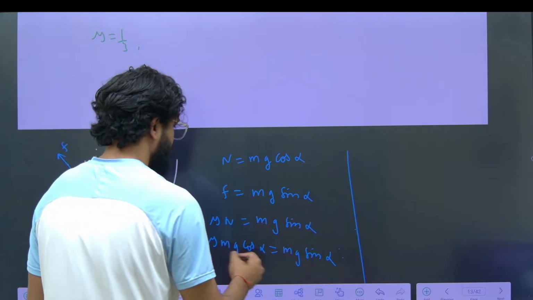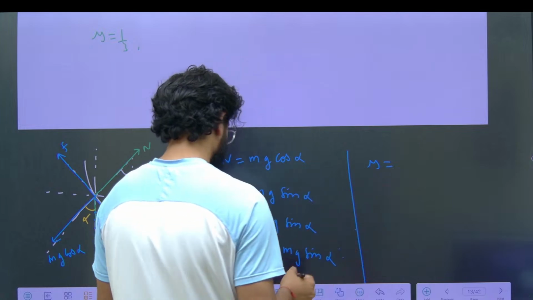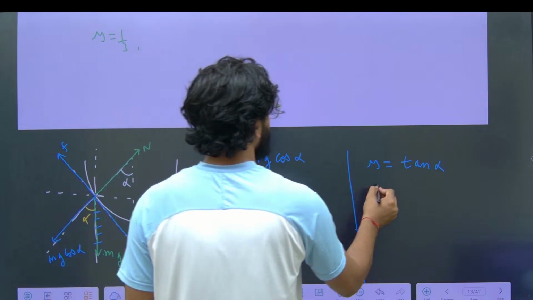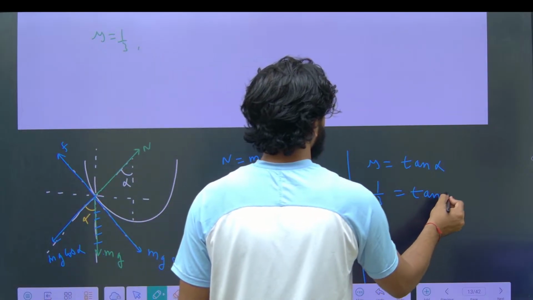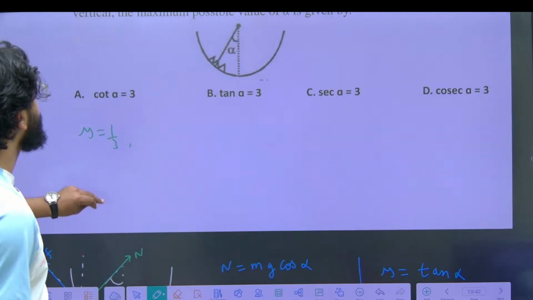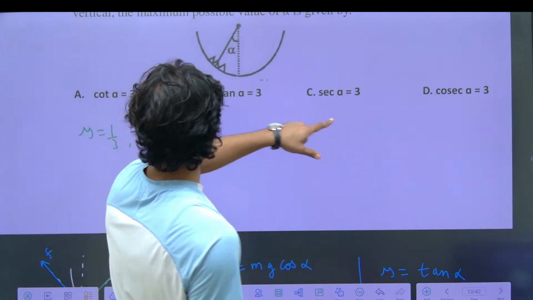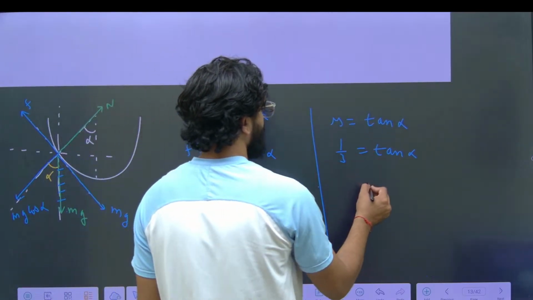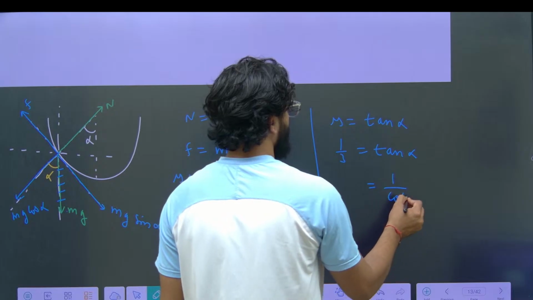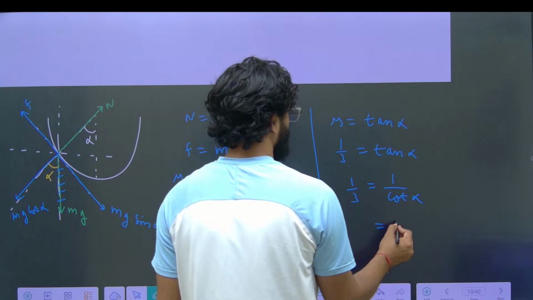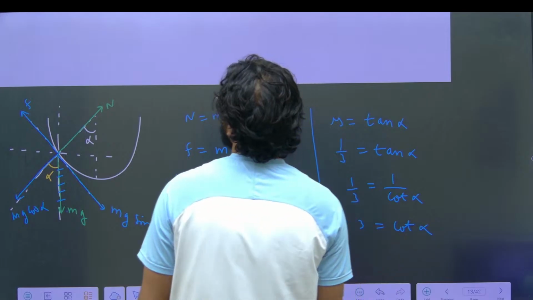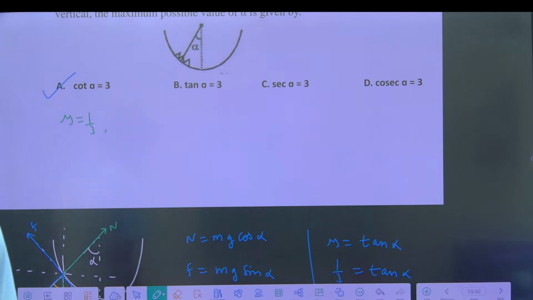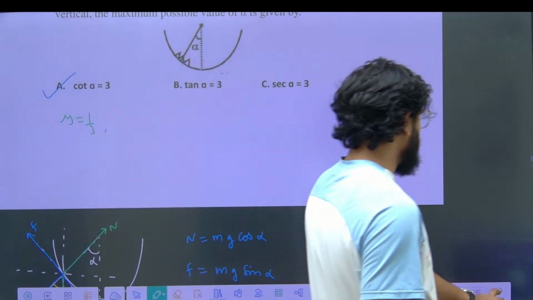So from here we can clearly say mu equals how much? Tan alpha, okay, and the value of mu is 1 by 3, so the value of tan alpha will be 1 by 3. Over here the options don't give tan alpha, so let's take the reciprocal. So we can say that 1 upon cot alpha is 1 by 3, so cot alpha is 3. So the answer over here will be option A. Okay, let's go to the next question.